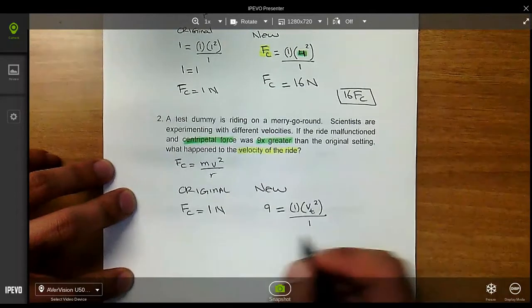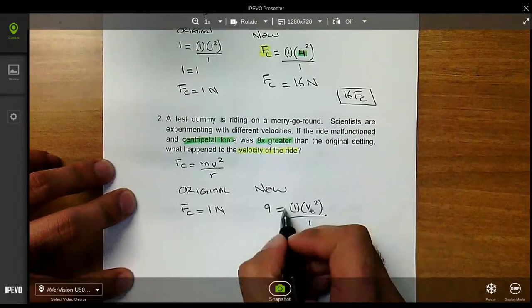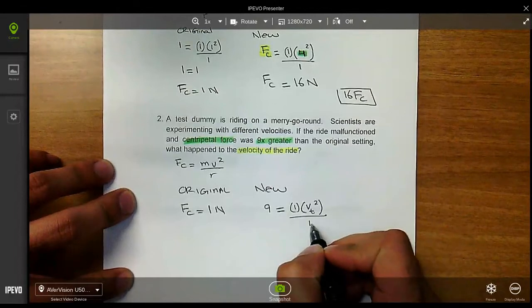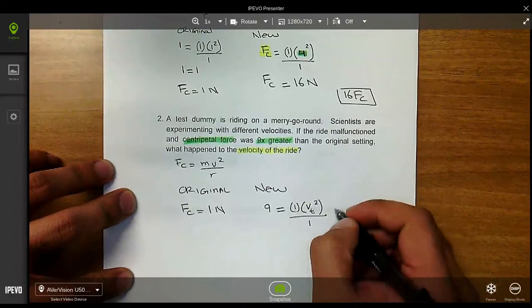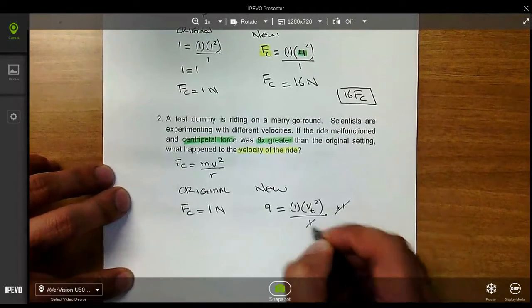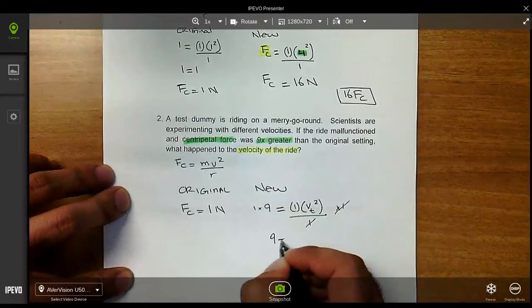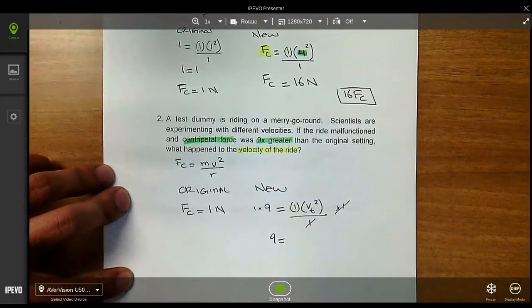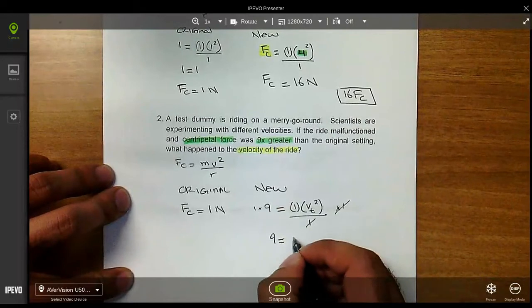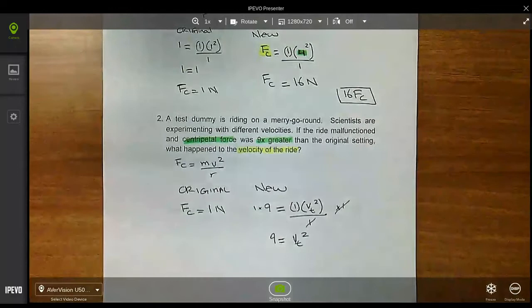And now we're going to write these out. So 9, basically 1 times Vt squared divided by 1. If you want to get rid of the 1, you would have to multiply by 1 on each side. And so this crosses out, this crosses out. You can multiply this by 1, so it's still 9 on this side. 1 times Vt squared, anything times 1 is still the same thing. So tangent velocity, or Vt squared, is equal to 9.